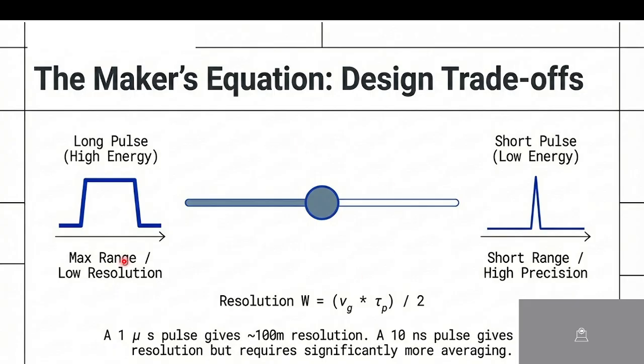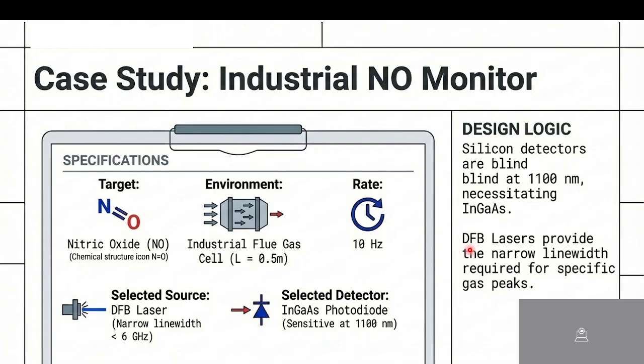So we need to play with the equation and maintain both parameters in one output or one device. For that, a 1 microsecond pulse gives 100-meter resolution, and a 10 nanosecond pulse gives 1 meter resolution but requires significantly more averaging. So that's why we need to trade off between both parts.